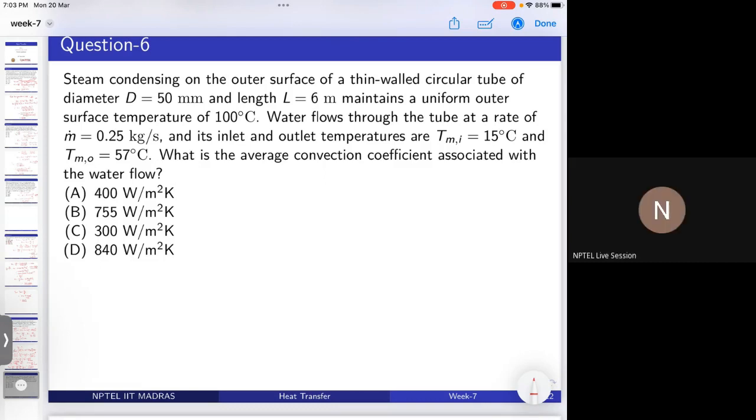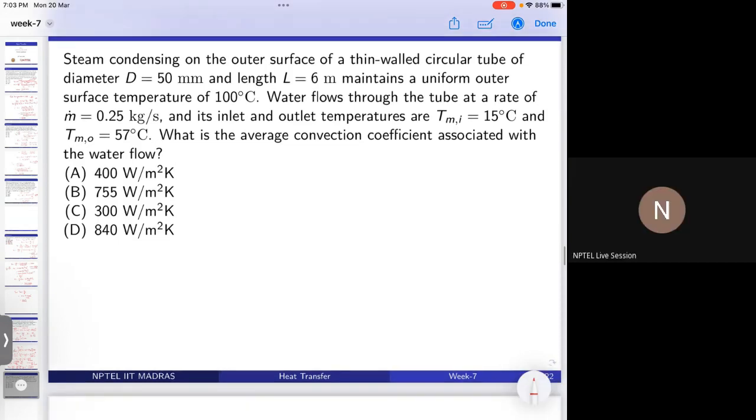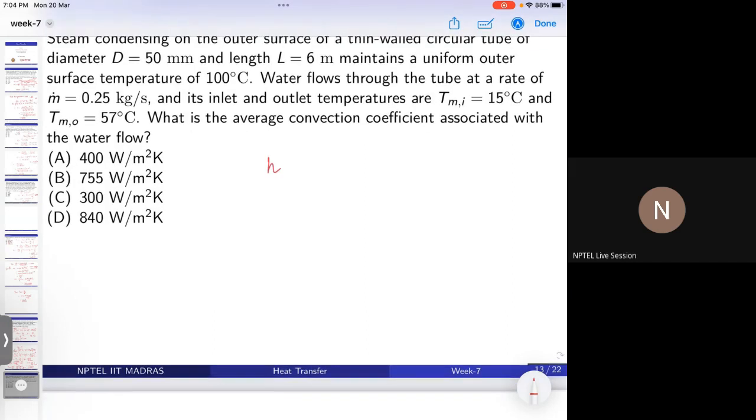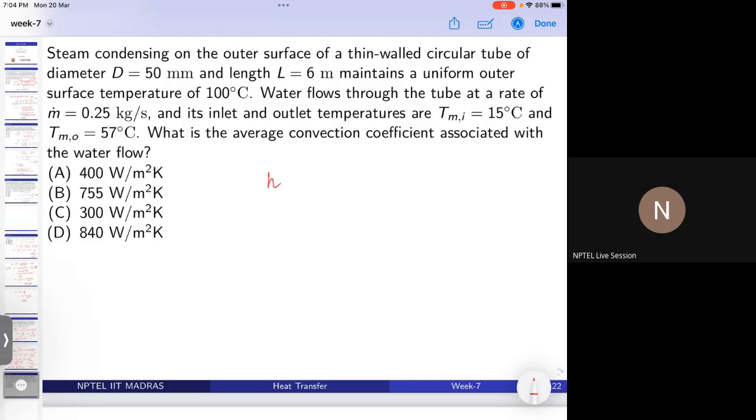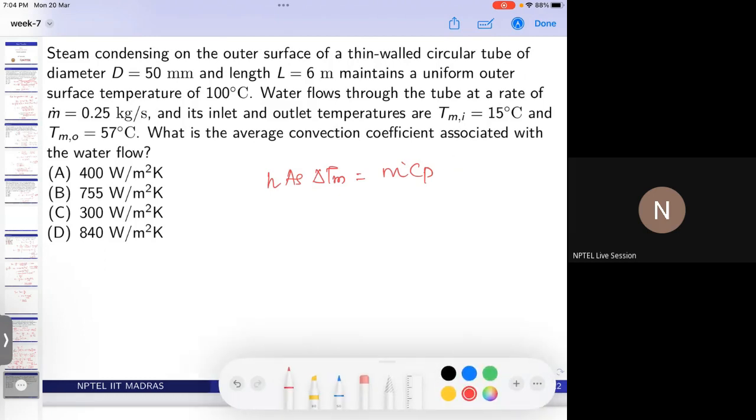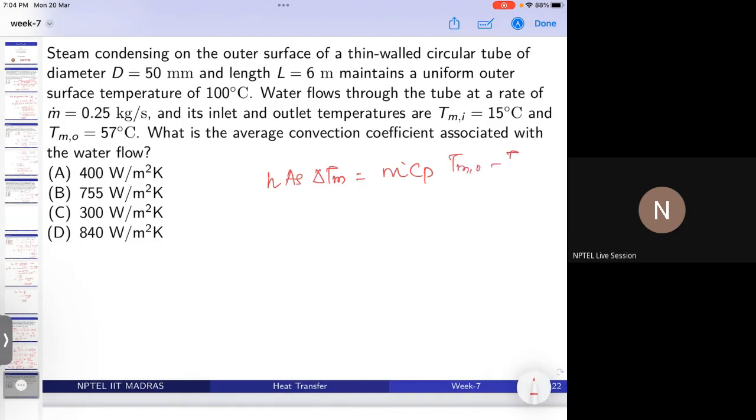Yes, right, 755. So we have the energy balance: H, the average heat transfer coefficient, times As times LMTD should be equal to m dot Cp delta T, or we can say Cp times TMO minus TMI.